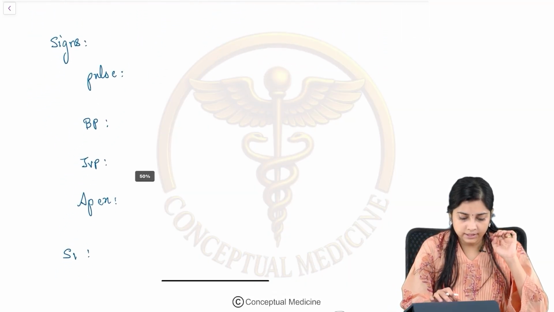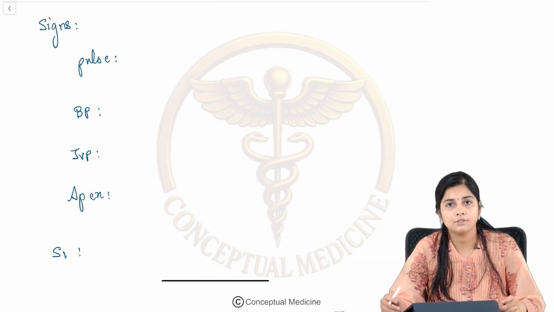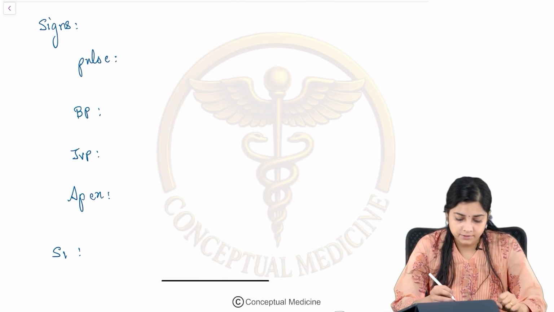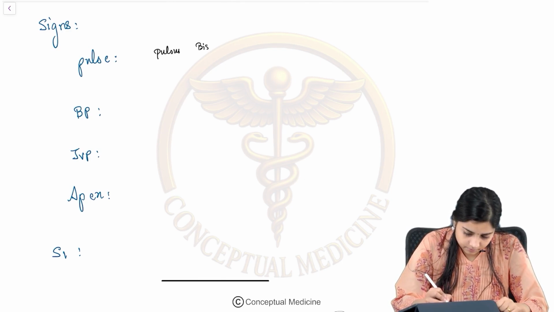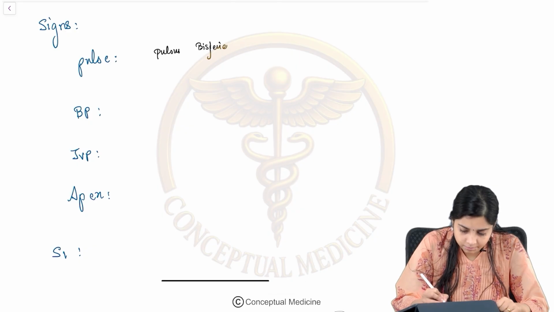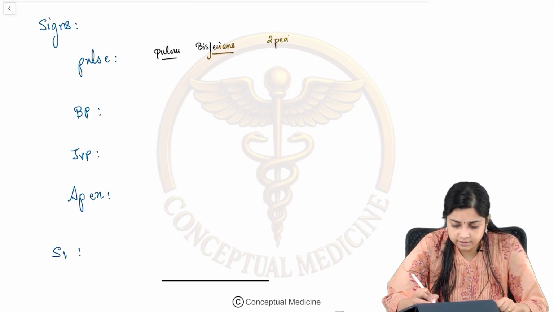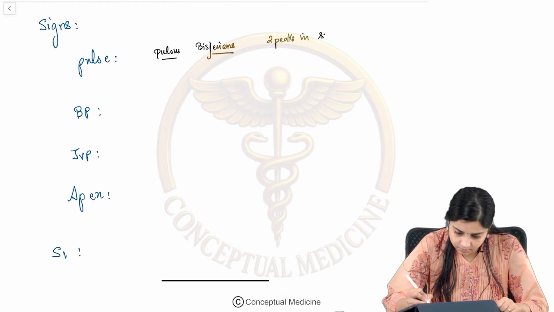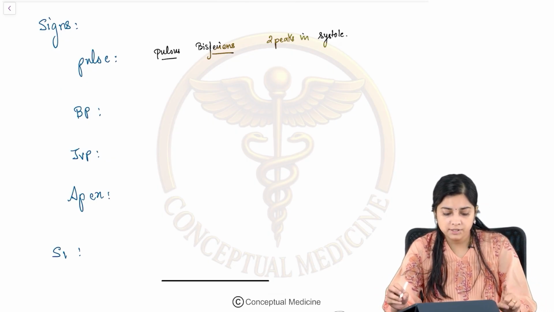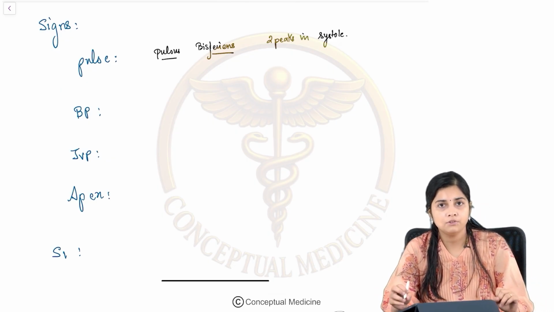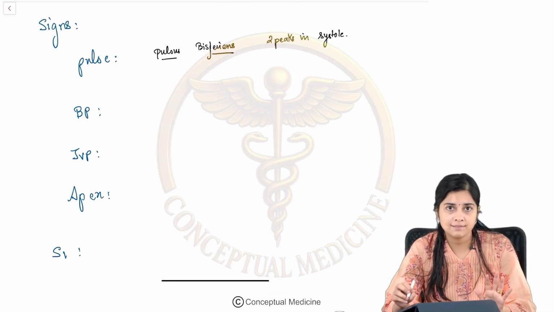Let us look at the clinical signs which are seen. So, what happens to the pulse in HOCM? What type of pulse do you find? You find the pulsus bisperiens, which means that there are two peaks in systole. Okay. So, what is the mechanism of this pulsus bisperiens?